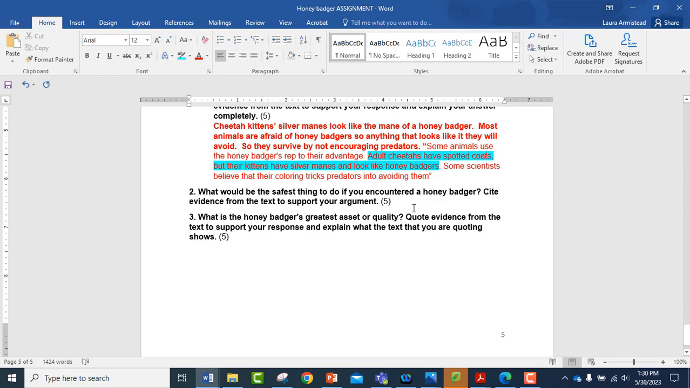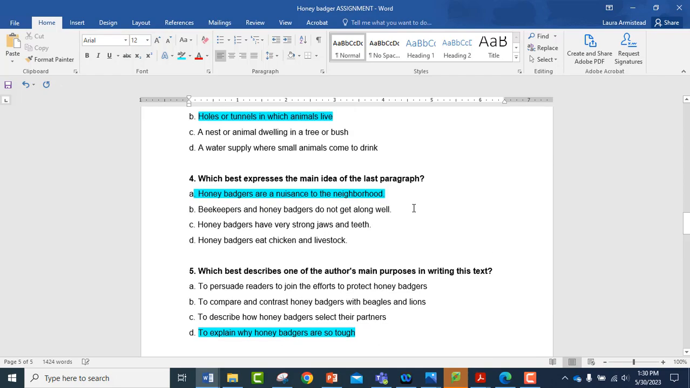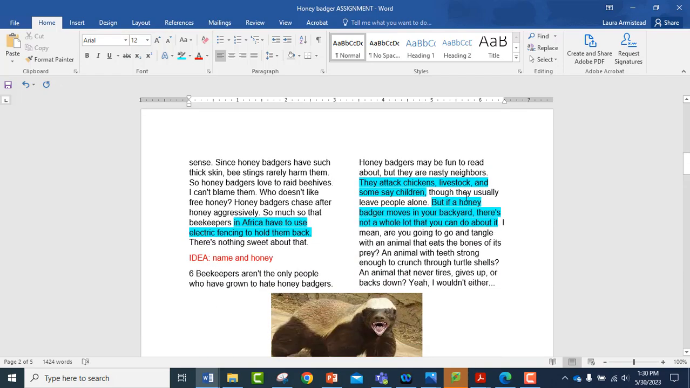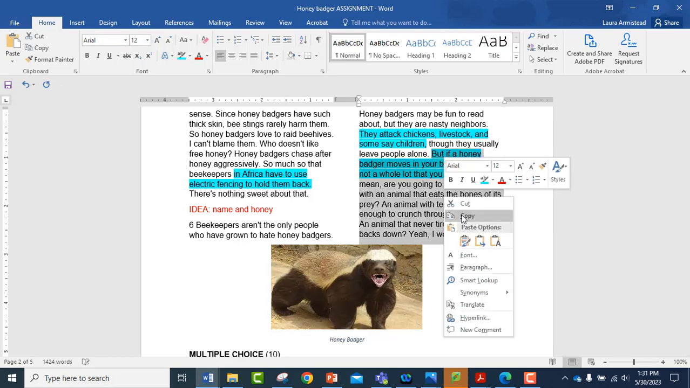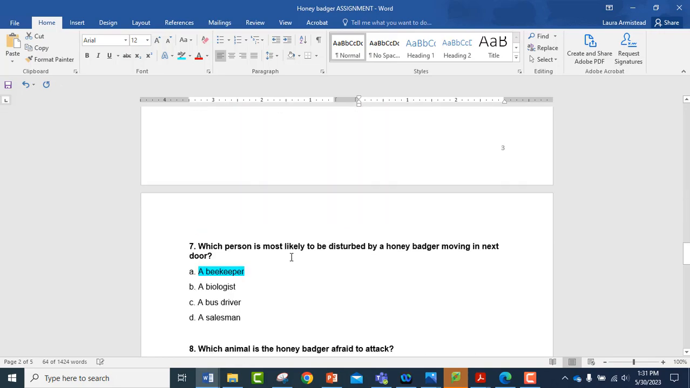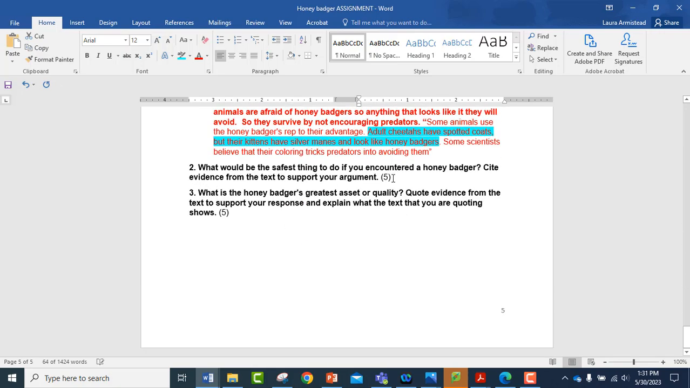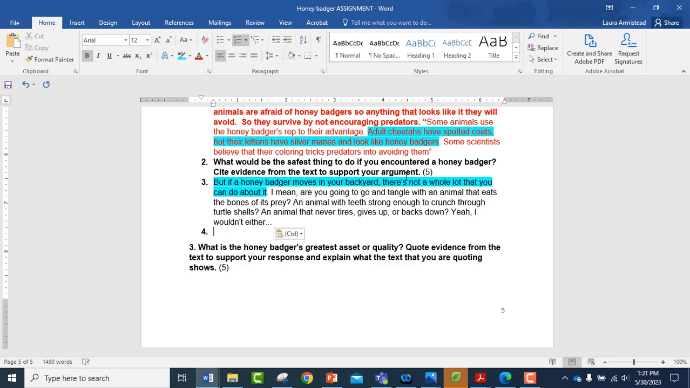Okay, what would be the safest thing to do if you encountered a honey badger? Cite evidence from the text. Well, it said here, if a honey badger moves in your backyard, there's not a whole lot you can do about it. Are you going to tangle with an animal that eats the bones of its prey? An animal with teeth strong enough, an animal that never tires? Okay, so I'm going to just give this as a quote. So that's my reference from the text. Reference from the text just simply means a quote, right? So there's my quote.